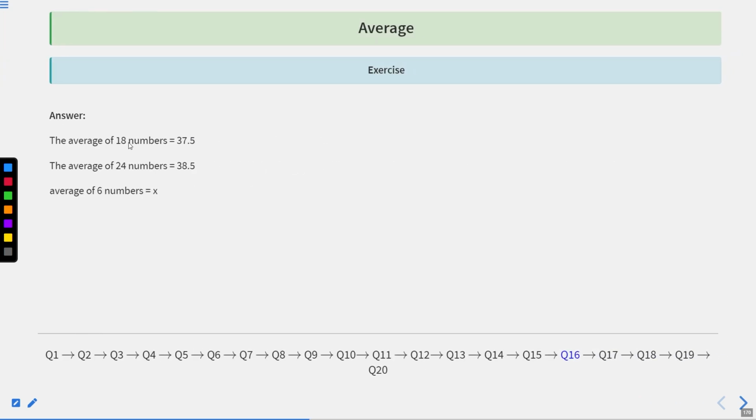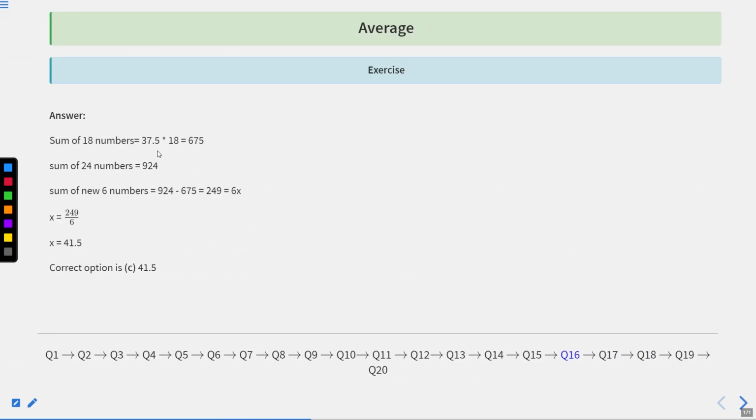So the details provided to us here are: the average of 18 numbers is 37.5. And the average of 24 numbers, because 6 new numbers joined the 18, so the total numbers will be 24, and the average increased by 1. So this time the average of 24 numbers will be 38.5 and the average of 6 numbers is given to be x. So that is exactly what we have to compute.